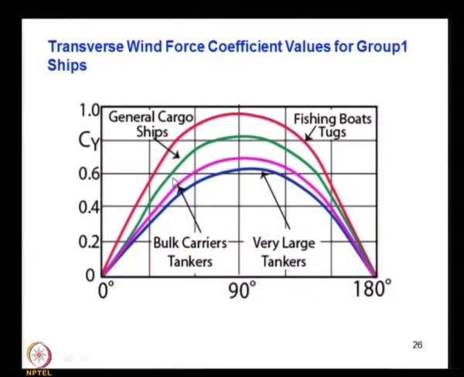So, here you can see that this is the bulk carrier, and here the freeboard is higher compared to the tanker. So, you have more effect. When it comes to general cargo ships and fishing boats and all that, it is going to be higher and the effect is small. So, you can see the Cy value, how it varies for different types of ships. That is for group 1. We will have similar curves for group 2 and group 3. Group 1 ships, you know, are general cargo ships, bulk carriers, container ships, fishing vessels, all these categories.